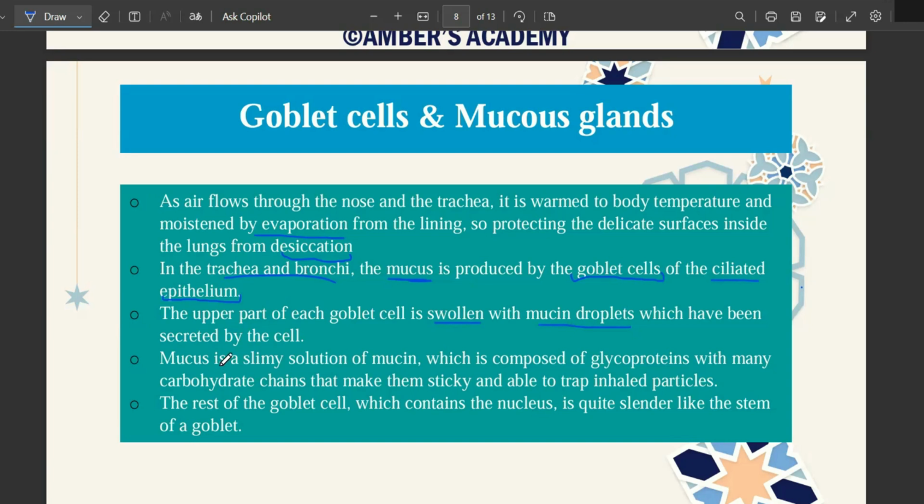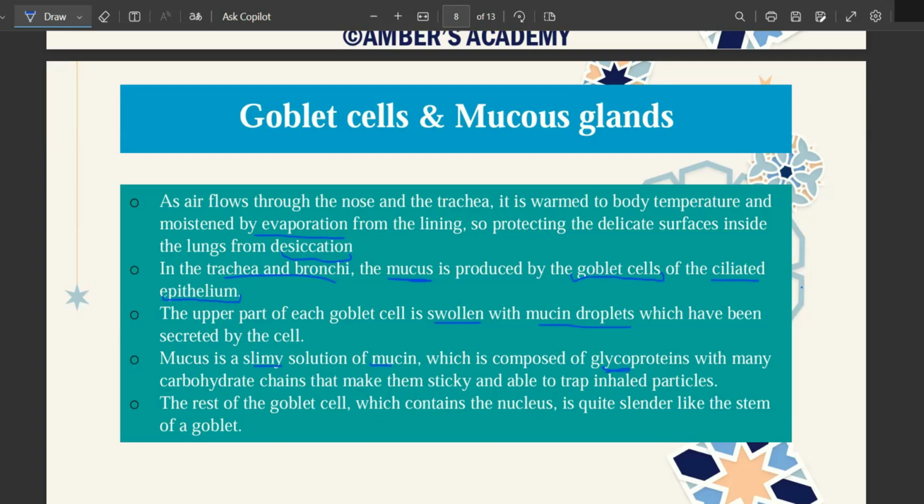Then you need to understand what mucus is. Mucus is a slimy solution of mucin which is composed of glycoproteins with many carbohydrate chains that make them sticky, and since they are sticky, this is why they're able to trap inhaled particles which are harmful for the gaseous exchange system. It could be dust, it could be any bacteria, it could be any viral particle. So anything which is harmful is trapped with the help of mucus. The rest of the goblet cell, which contains the nucleus, is quite cylinder like the stem of a goblet.